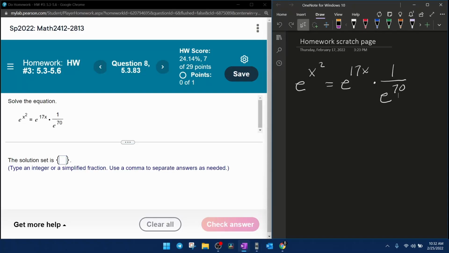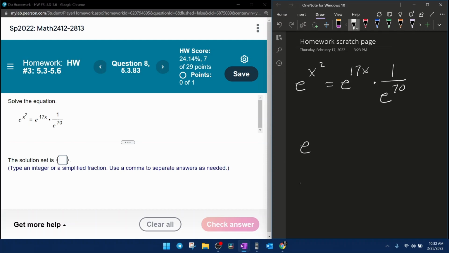All right, here we go. Question number 8 from our Precalculus homework number 3. In MyLab Math, we have yet another exponential equation to solve, and I believe we're going to attempt the method of common bases again.